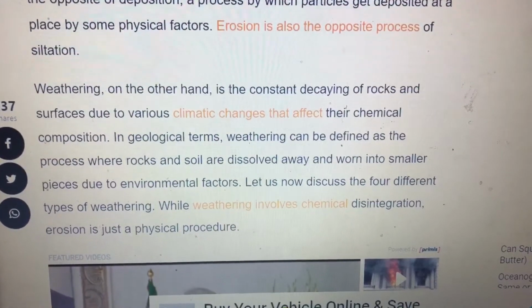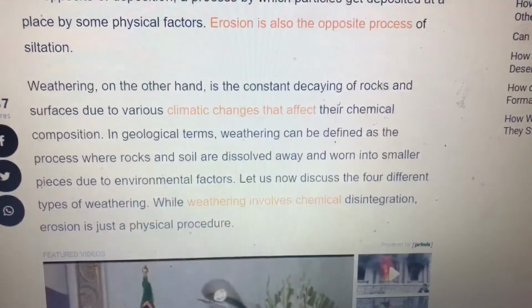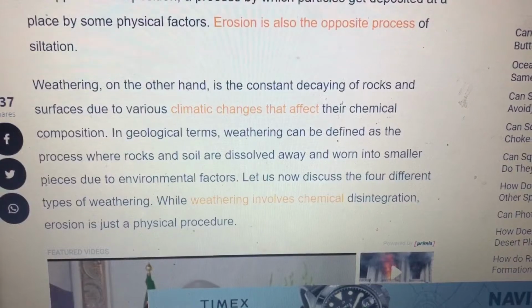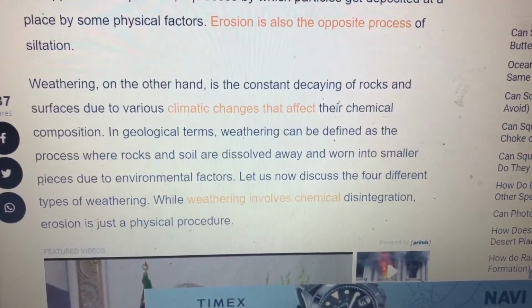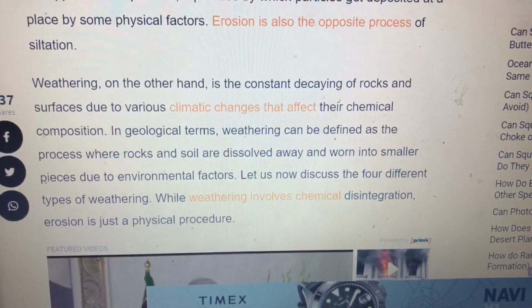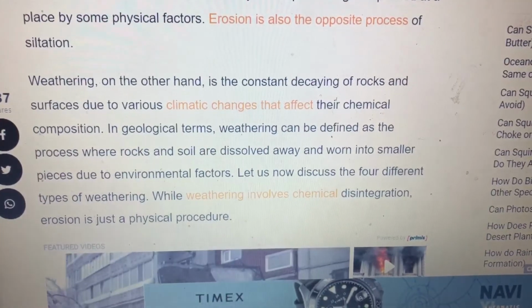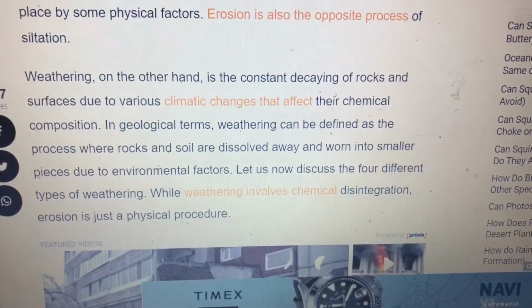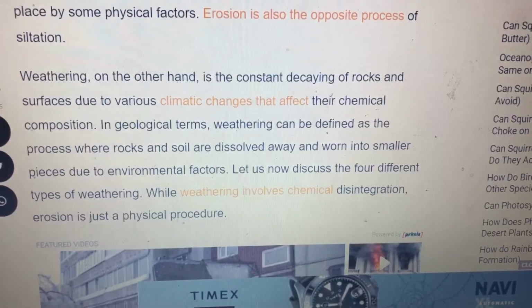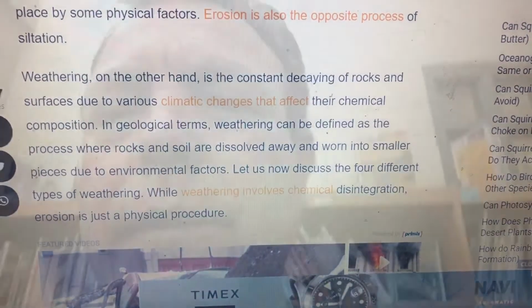So weathering, on the other hand, is the constant decaying of rocks and surfaces due to various climatic changes that affect their chemical composition. In geological terms, weathering can be defined as the process where rocks and soil are dissolved away and worn into smaller pieces. So we already knew that one, right? We knew what weathering is. I want you to scroll all the way down where it says erosion by water, because that is the first force that I want us to look at, erosion by water, okay?